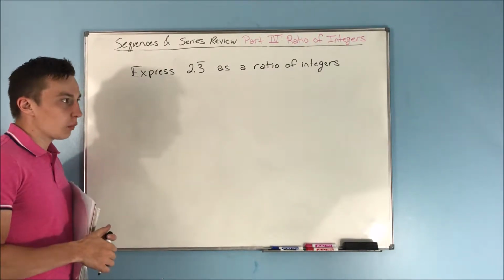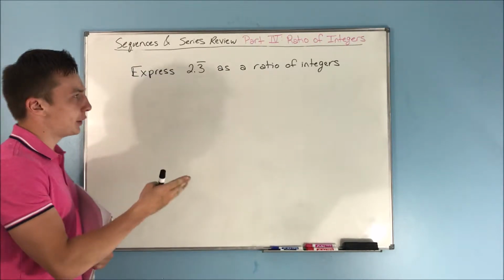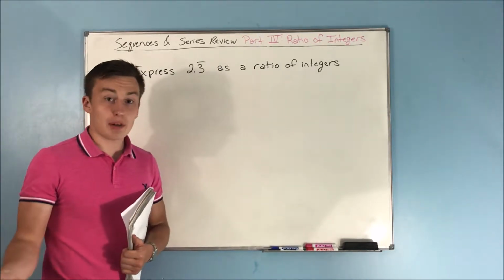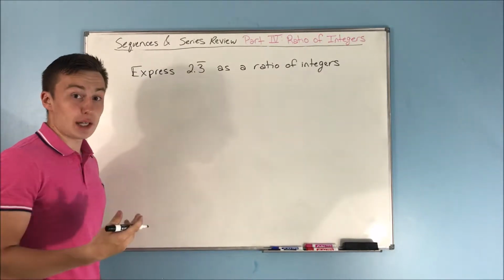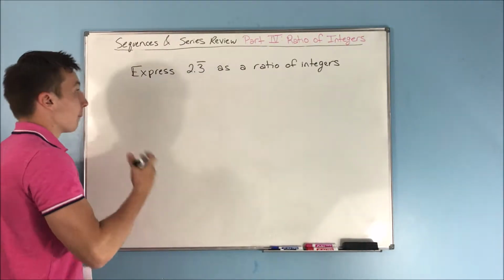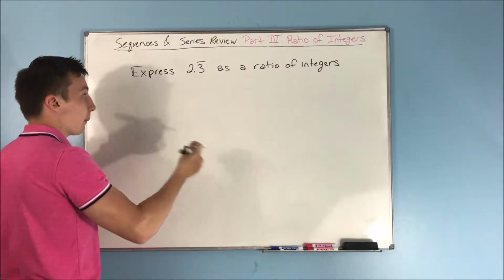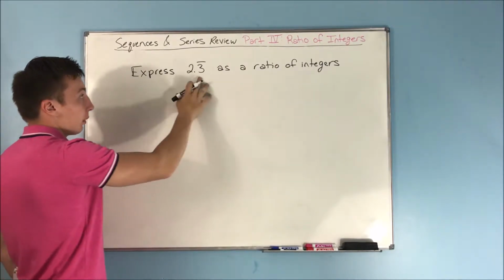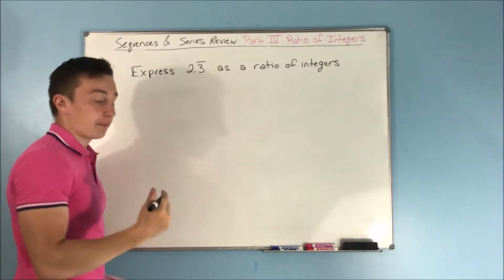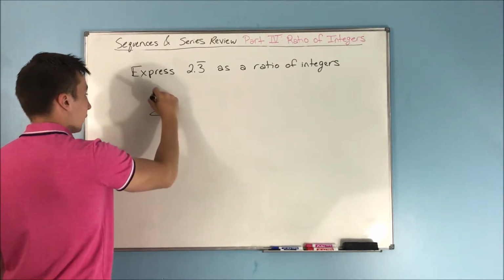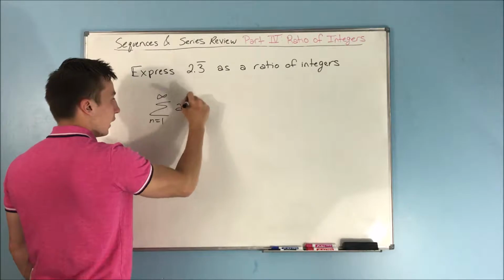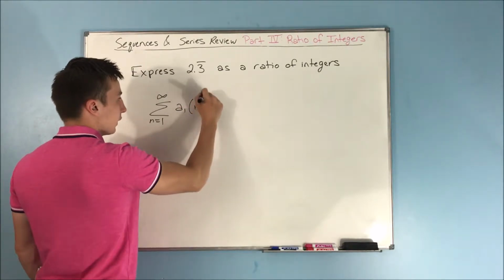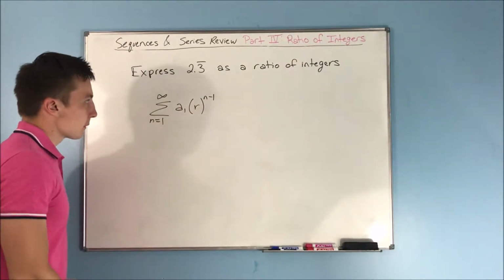Now, what this means, expressed as a ratio of integers, is we're just talking about a fraction here. We're trying to put 2.3 repeating into a fraction. How we do that is first by putting this number into an infinite geometric series, which takes on the form the sum from n equals 1 to infinity of a sub 1 times r to the n minus 1 power.